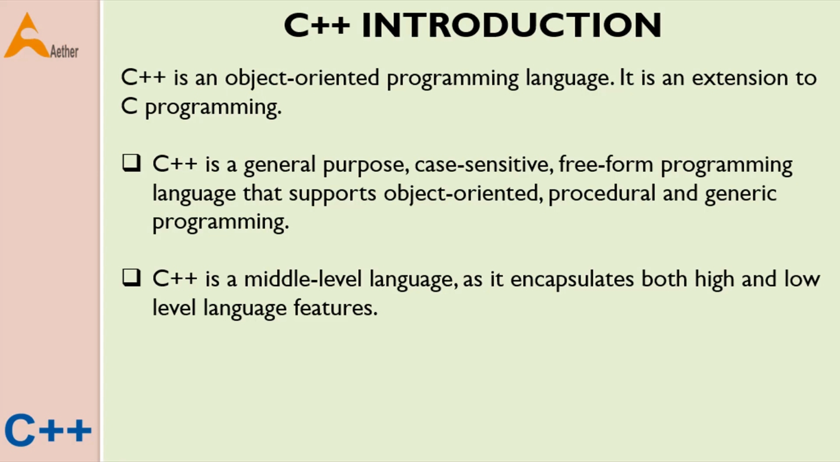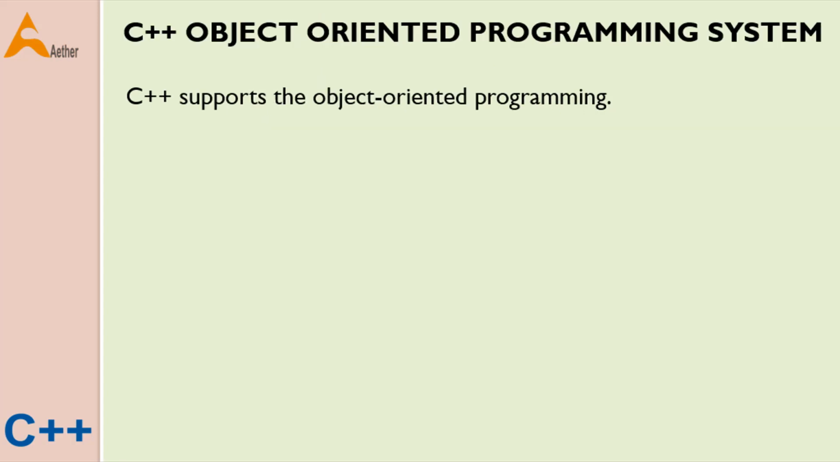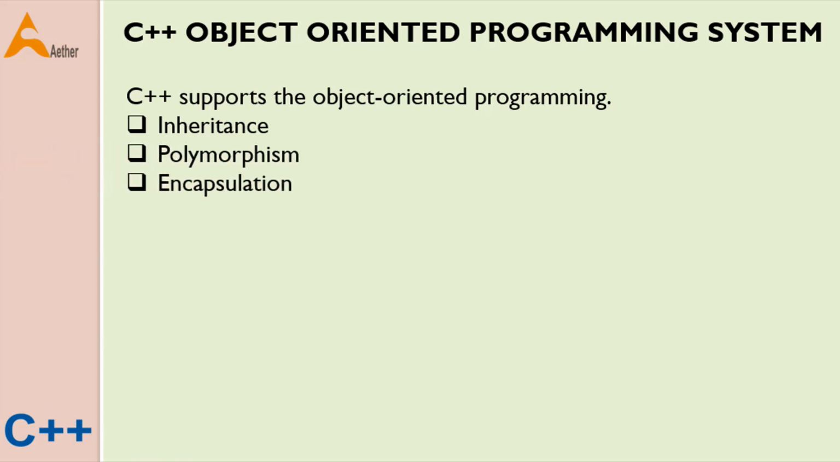Now let's see object-oriented programming system. We will learn it in details in our later session. For now let's see what are these features. C++ supports the object-oriented programming. The four major pillars of object-oriented programming used in C++ are inheritance, polymorphism, encapsulation, and abstraction.